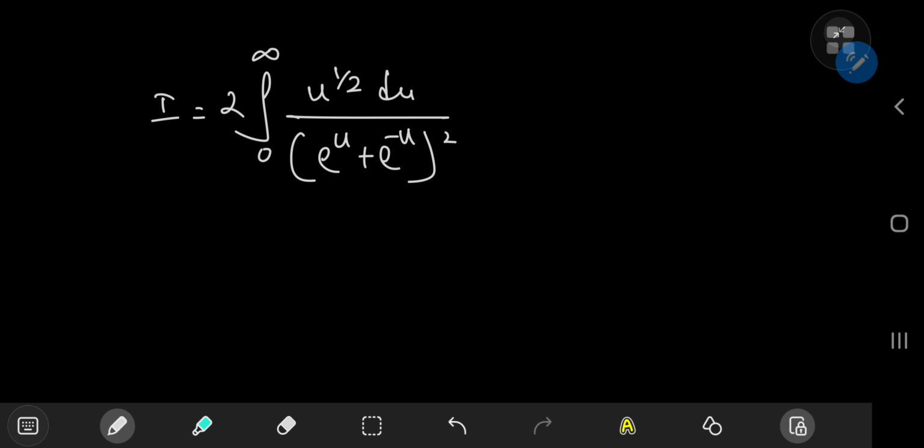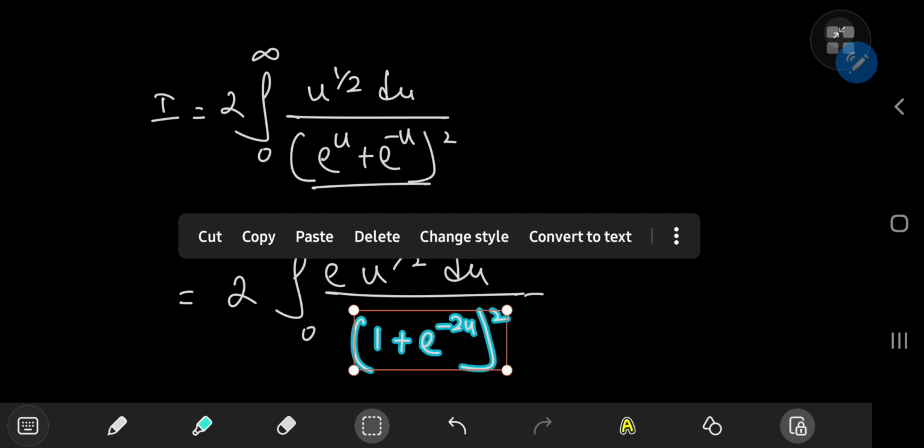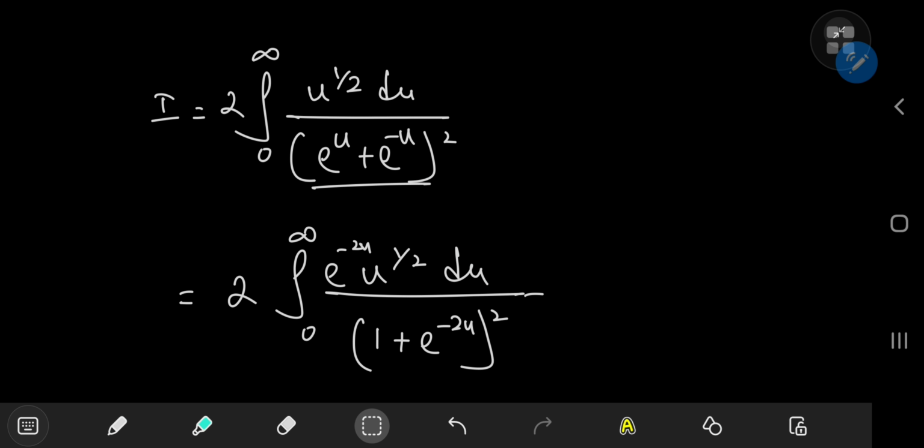Now, regular viewers of the channel know that I love employing the geometric series expansion. So what I'm going to do next is take the denominator and factor out an e to the u term. So I have the integral from 0 to infinity of u to the 1/2 du divided by, factoring out an e to the u term, and because of the square I have e to the 2u times 1 plus e to the negative 2u all squared. And of course, we can expand using e to the negative 2u as well. So this cancels out the term in the denominator. And we now have this pretty fascinating structure.